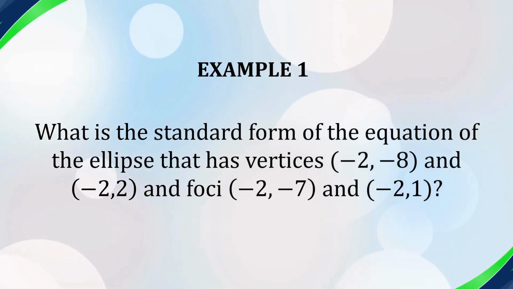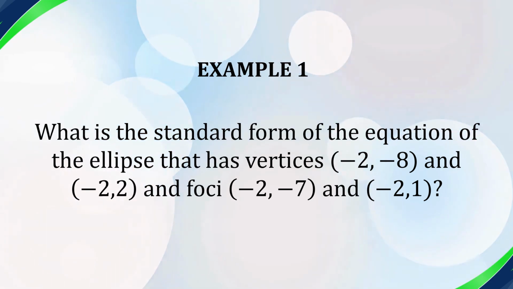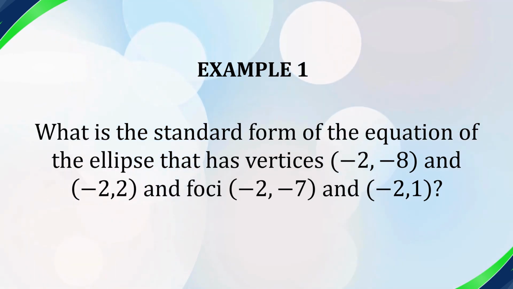For our first example, what is the standard form of the equation of the ellipse that has vertices (-2, -8) and (-2, 2) and foci with coordinates (-2, -7) and (-2, -1)?